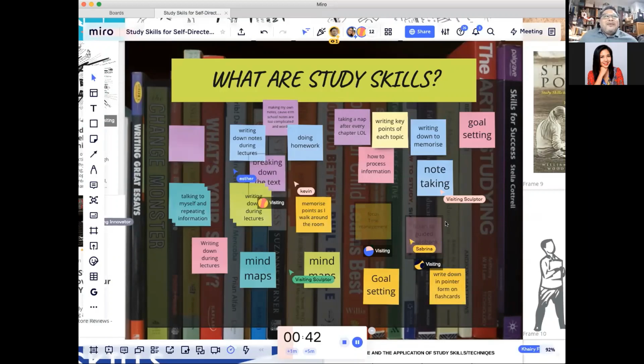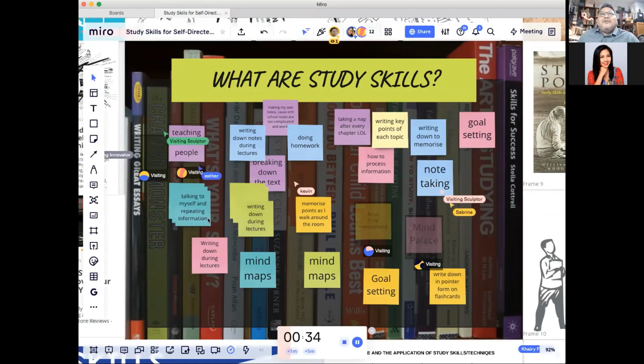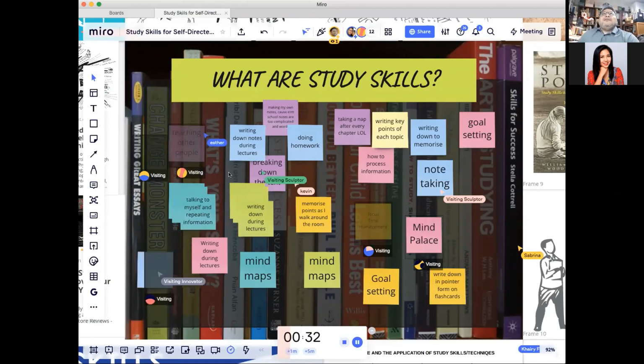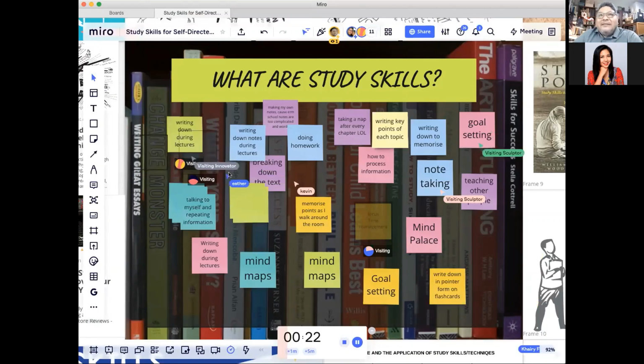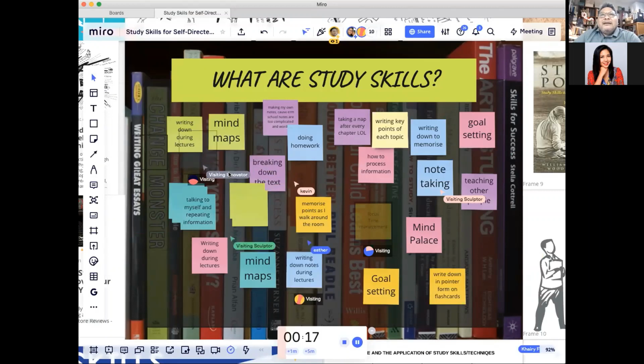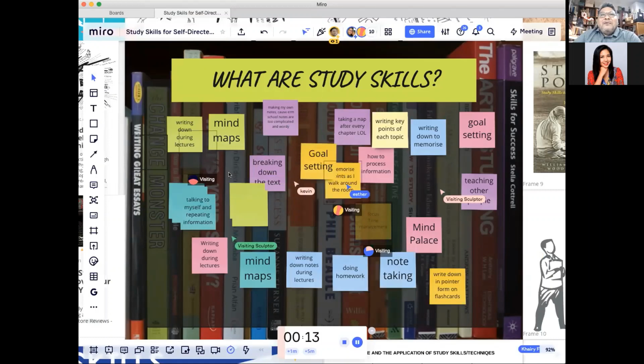We have a few more seconds. Thank you so much for the numerous sharings: writing down notes, talking to friends, and repeating information. So we see quite a number of note takers here, a number of those who use mind maps or some form of memory skills, using flashcards or some form of memory trigger, right? Goal setting. Thank you. So we have about a few more seconds.